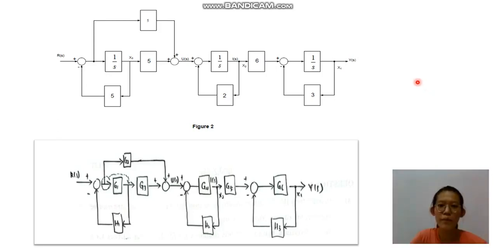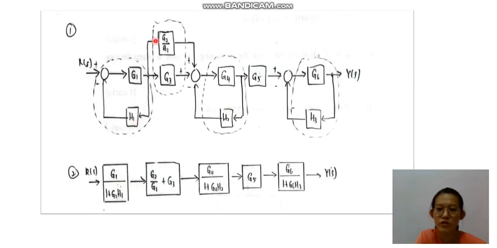I will present part B, the reduction of block diagram method. This is the figure provided in the lab sheet. First, we will replace the values with G1, G2, G3, G4, G5, and G6, and H1, H2, and H3. Then we will move the pick-off point to the right of G1, and we will get G2 over G1. After that, we will combine the feedback of G1, H1, and we will get G1 over 1 plus G1 H1.